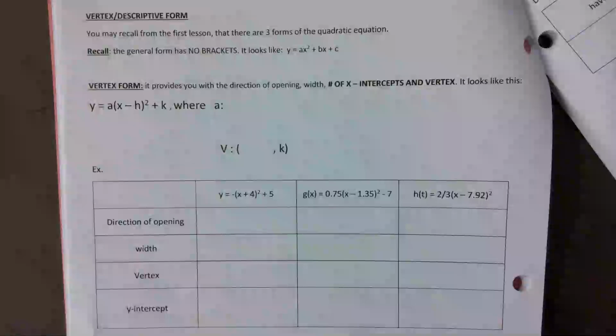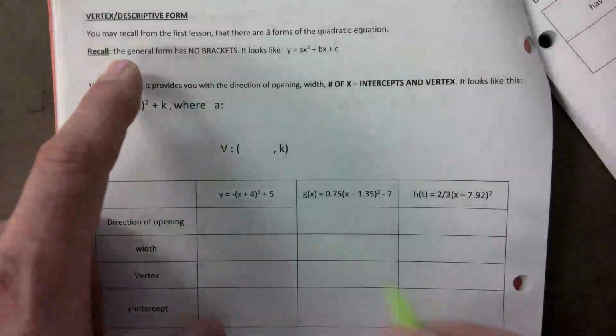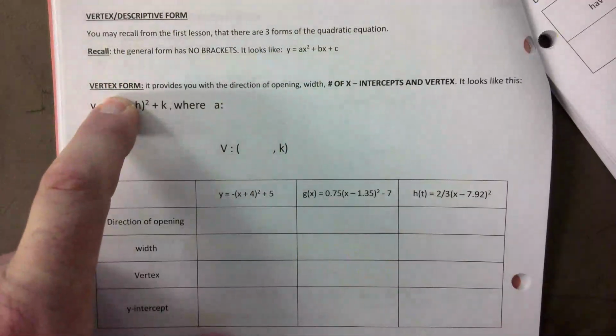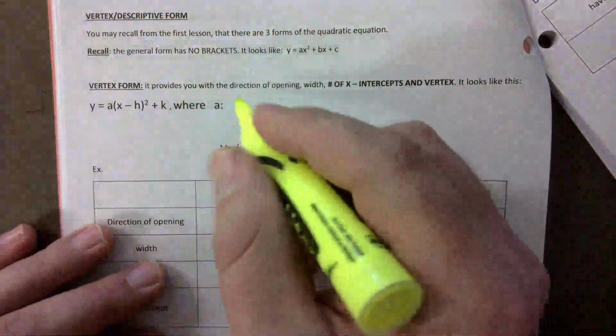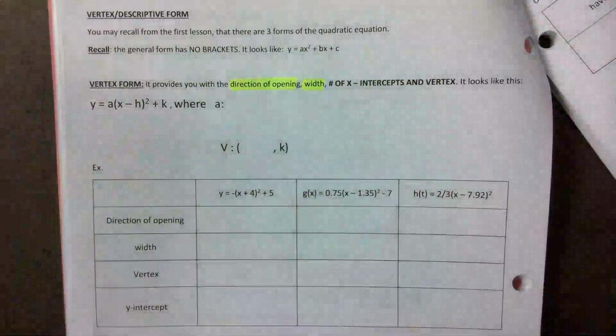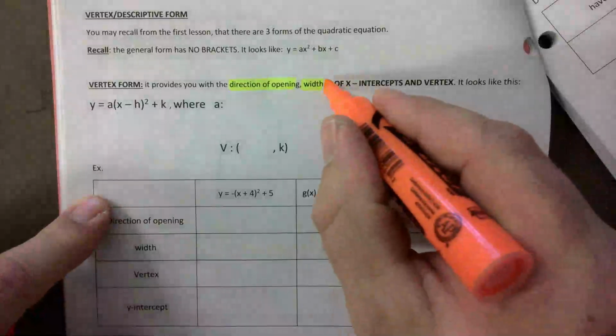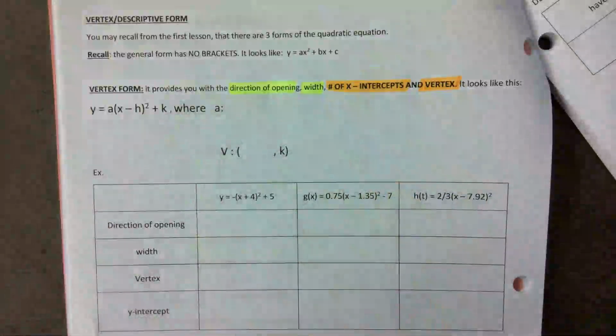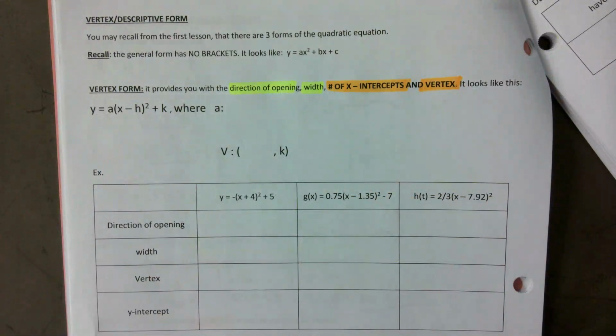Okay, so all you need to know here is that general form has no brackets. It looks like this. But when you have the vertex form, you have brackets in there. It still gives us direction of opening and the width, but this is different. It will tell us the number of x-intercepts and the vertex. So that's very specific to the vertex form.